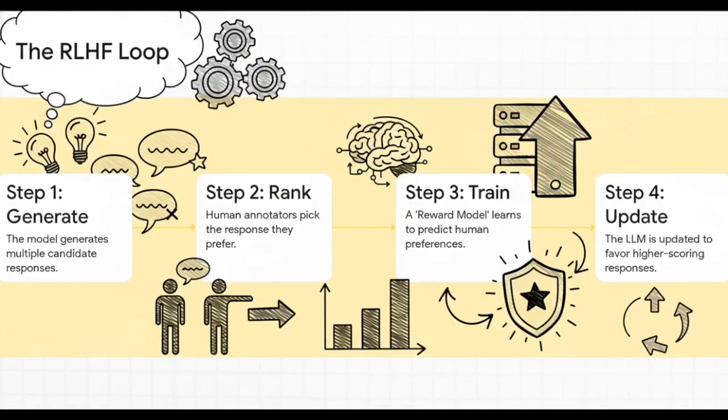And this slide shows you exactly how that feedback loop works. First, the model generates a few different answers. Then, as you see in step 2, real human raters rank them from best to worst. That data is then used to train a whole separate reward model that gets really good at predicting what humans will like. And finally, that reward model helps fine-tune the main AI. It's just a brilliant system for getting the AI aligned with us.